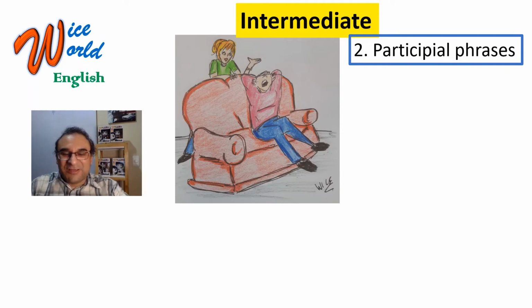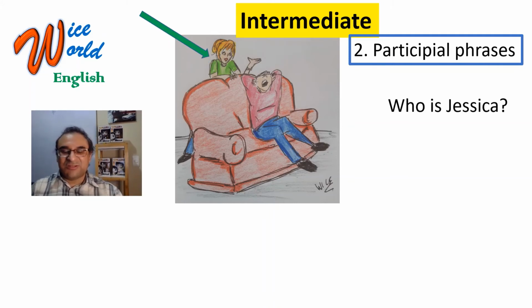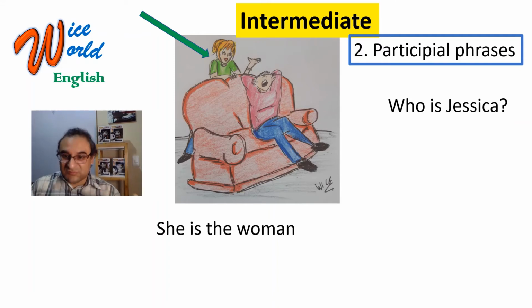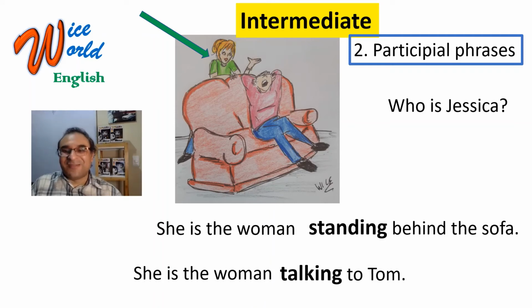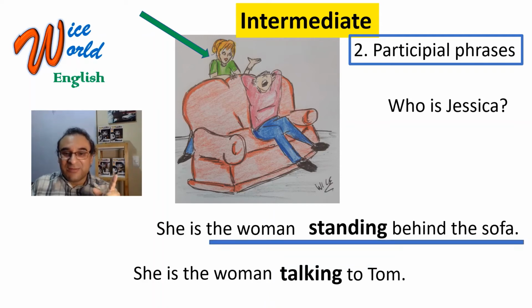Here we have Tom and the other lady. Let's start with the lady. Who's Jessica? I don't know Jessica. We need to identify Jessica. So she's a woman. Once again, is she sitting or standing? She's standing, so she's a woman standing behind the sofa. We can also say she's a woman talking to Tom. Can you recognize the participial phrases? The woman standing behind the sofa, the woman talking to Tom.